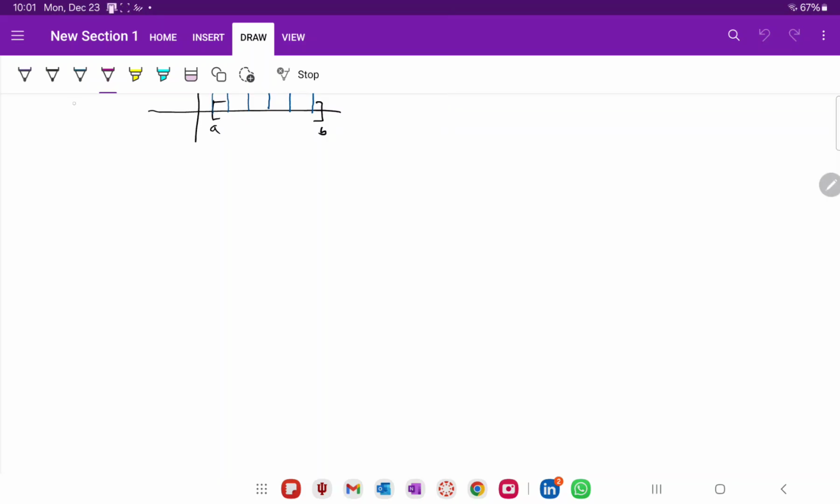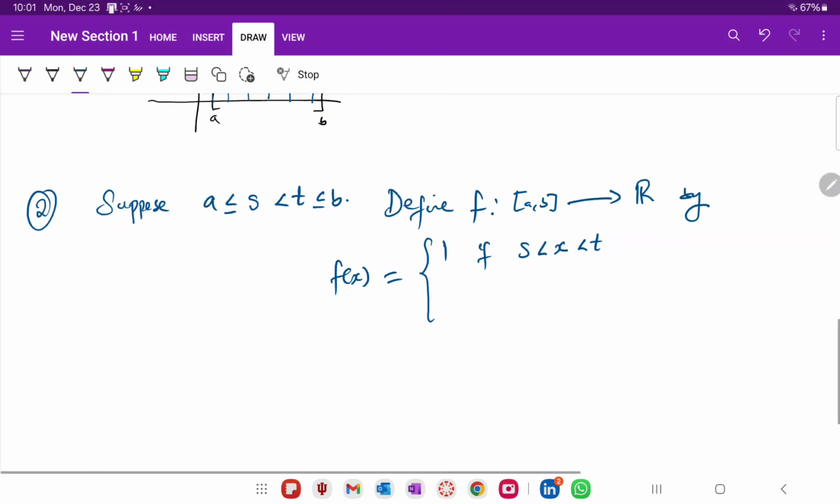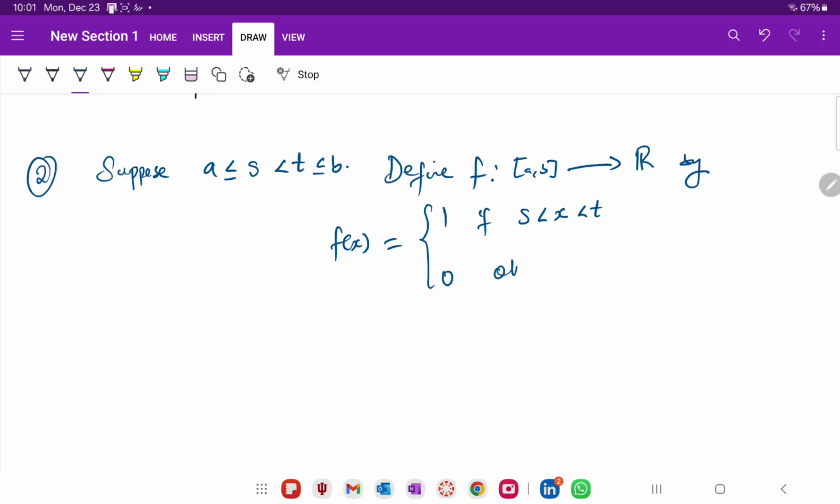So as problem 2 from the textbook we are using, we have: suppose a is less than or equal to s, less than t, less than or equal to b. Then we define a function f from [a, b] to R by f of x equals 1 if s is less than x less than t, and 0 otherwise.